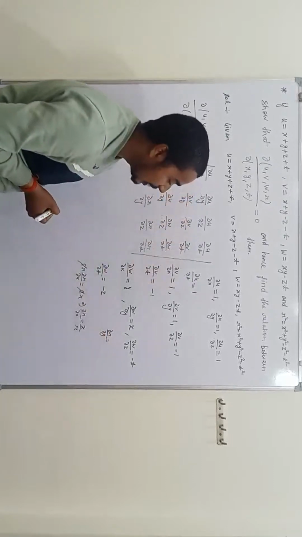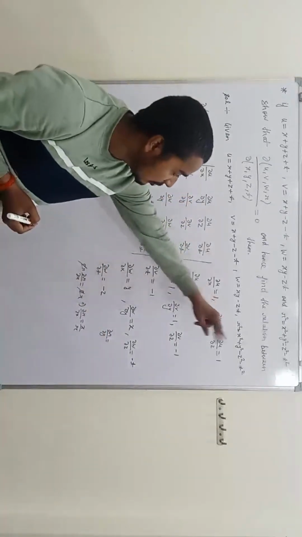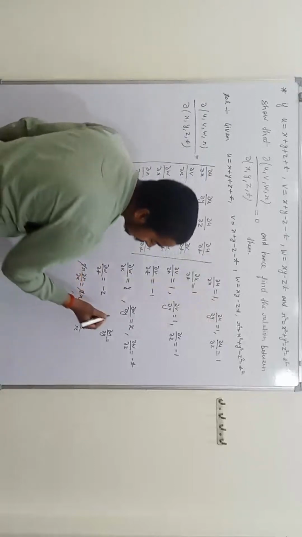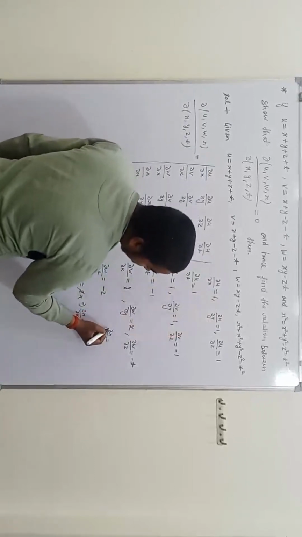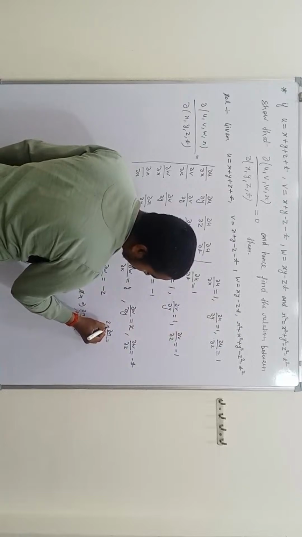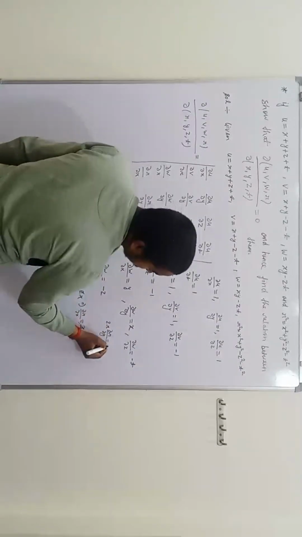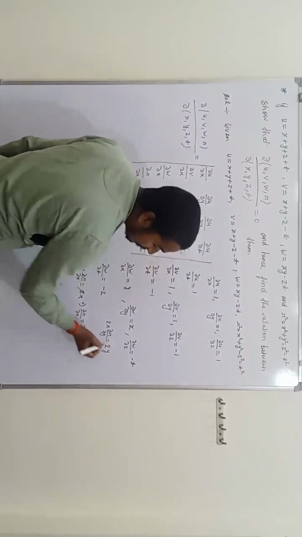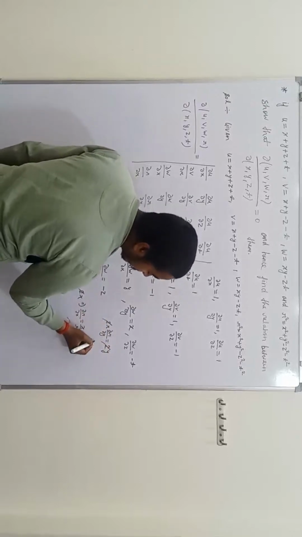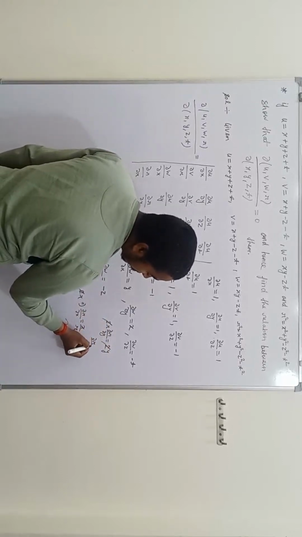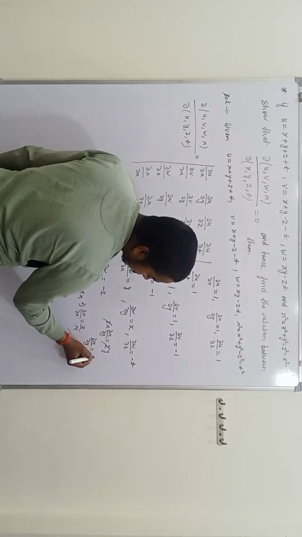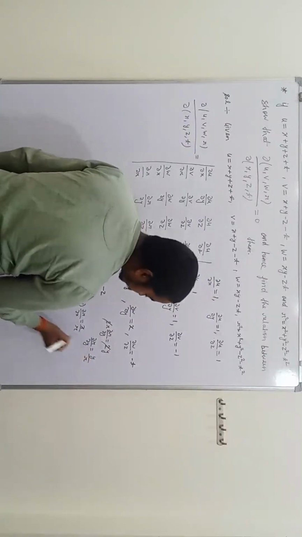Again the value of r, differentiating partially with respect to y, that is 2r del r upon del y is equal to 2y. From here 2 and 2 are cancelled out. Then the value of del r upon del y is y upon r.